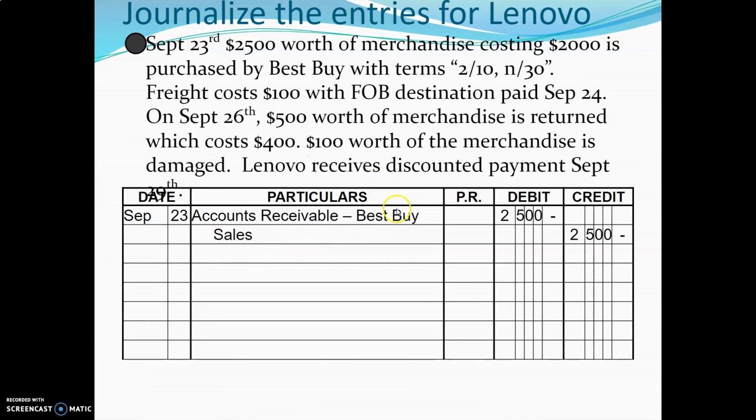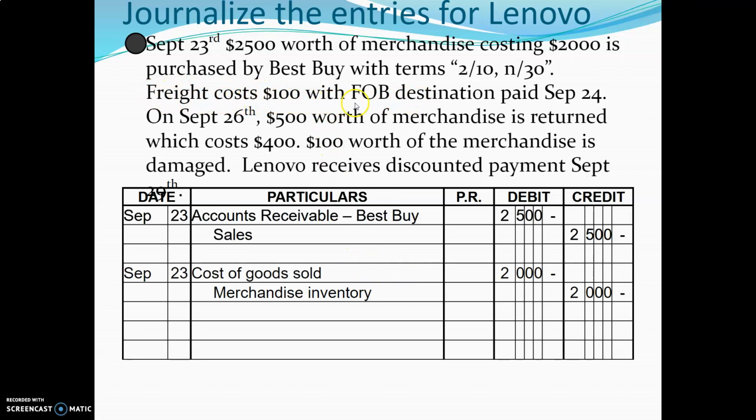All right, there's our first entry, but now we need to update our inventory. So we've sold $2,000 worth of our inventory, which means our merchandise inventory will go down. It's going to be credited, and we need to debit something, and that something is cost of goods sold. Now we move on to this next little part.